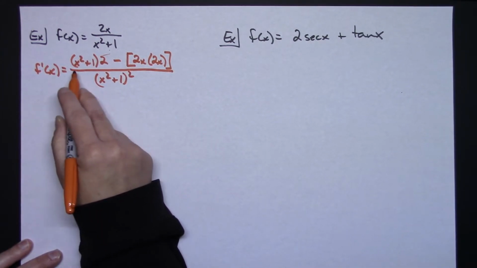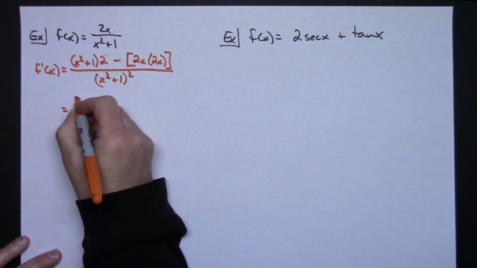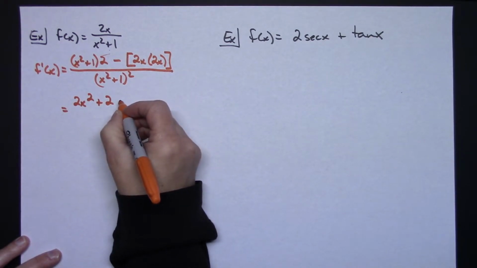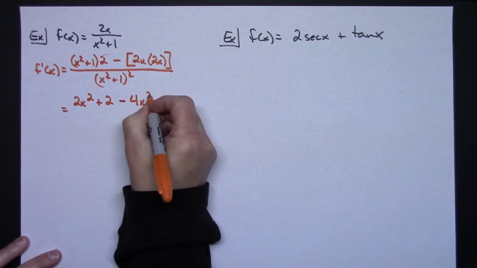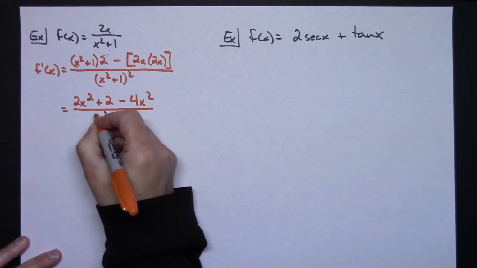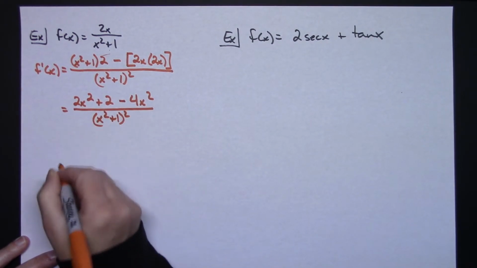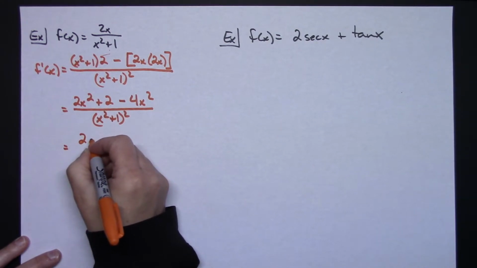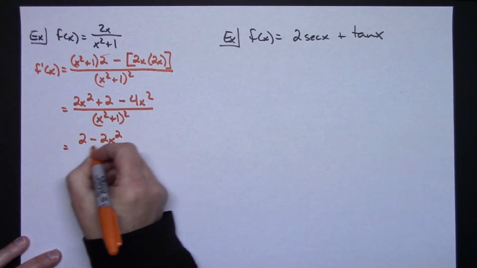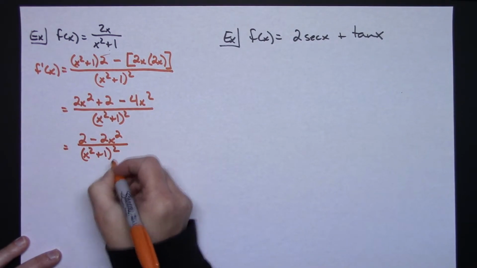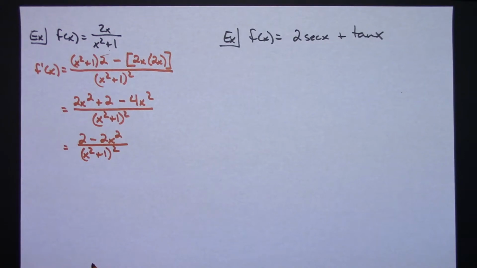Alright, now let's do a little simplifying here. This right here is going to give me a 2x squared plus a 2, and this will just be a minus 4x squared. Denominator is not going to change. Okay, so let's go ahead and simplify a little bit farther. That's going to make my numerator a 2 minus 2x squared all over x squared plus 1. Alright, now we need to set that equal to 0 and solve.